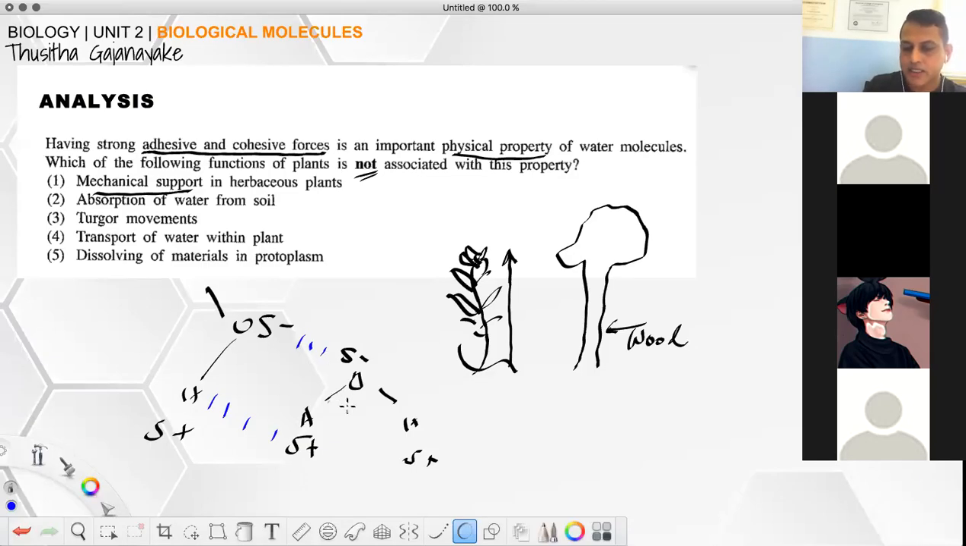So we discussed this adhesive and cohesive property of the water molecule. If they exist as a continuous unit, it can stay along the stems to make continuous water columns, and also inside the cells they can exist as a continuous unit. So then it can give mechanical support. And the absorption of water from soil, so let's say the cell is like this.